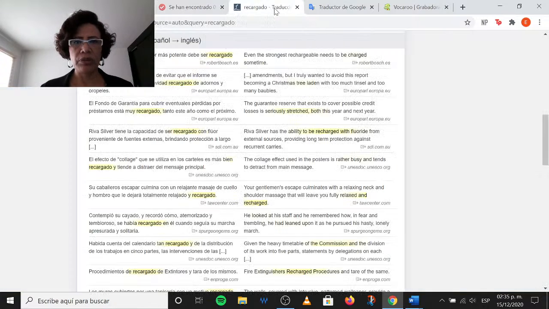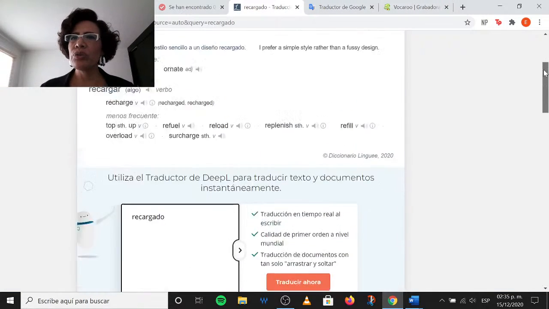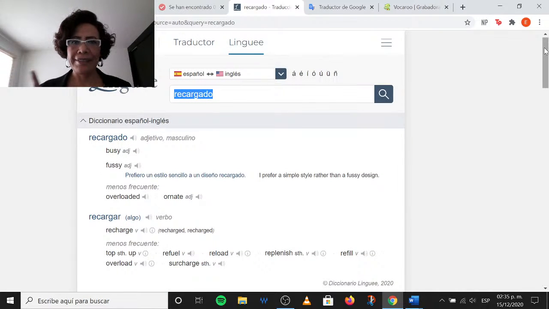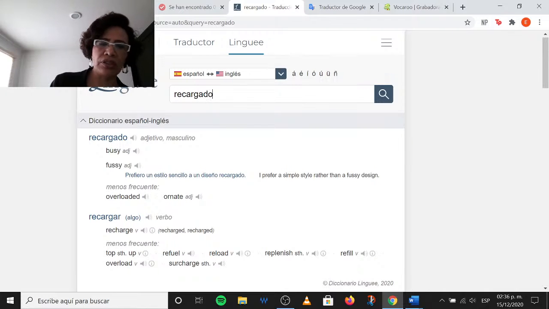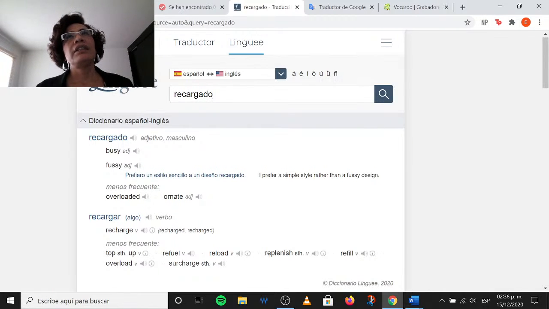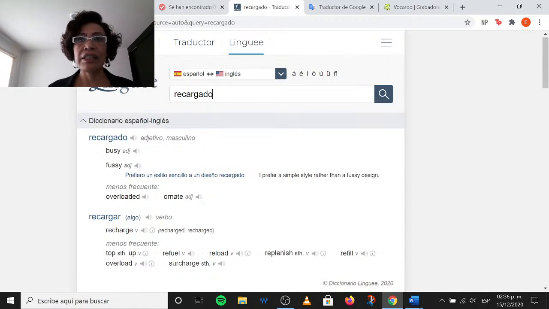Well, that is one. Another platform I shared with you was this one, Lingui. Lingui helps you when you don't know the correct word. Example, recargado. It's not the same to say el policía estaba recargado en el árbol, okay, like in a position. El árbol de Navidad estaba recargado de adornos. Do you agree? It's not the same. Well, this is the platform to help you to do it.